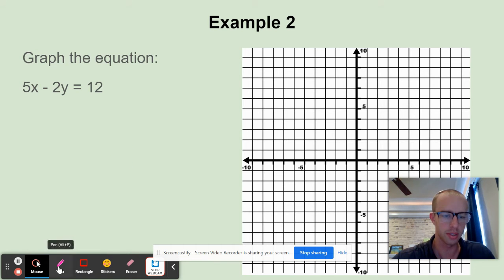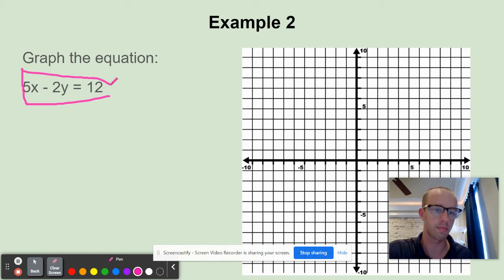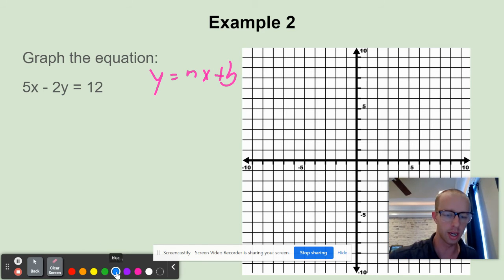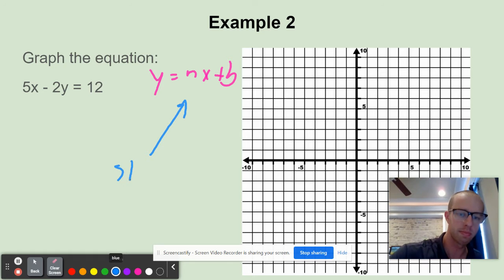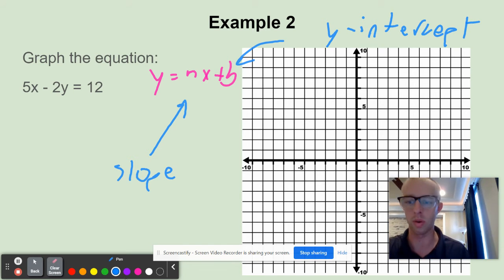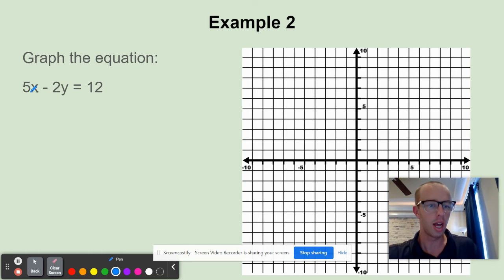Moving forward, Example 2. Now here's where we're actually getting to today's objective. I'm giving you an equation, and I want you to graph it. Every equation can be graphed. It's easiest, though, to graph equations when we have them in y equals mx plus b, because then we can figure out the slope, which is m, and we can figure out the y-intercept, which is b. So that's our goal, to solve for y so that our equation is in this format. Let's give it a try here. I have 5x minus 2y equals 12.